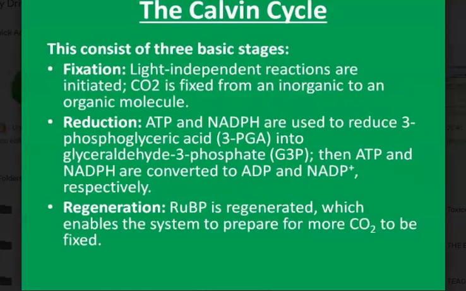Then you have the regeneration. RuBP is regenerated, which enables the system to prepare for more carbon dioxide to be fixed.